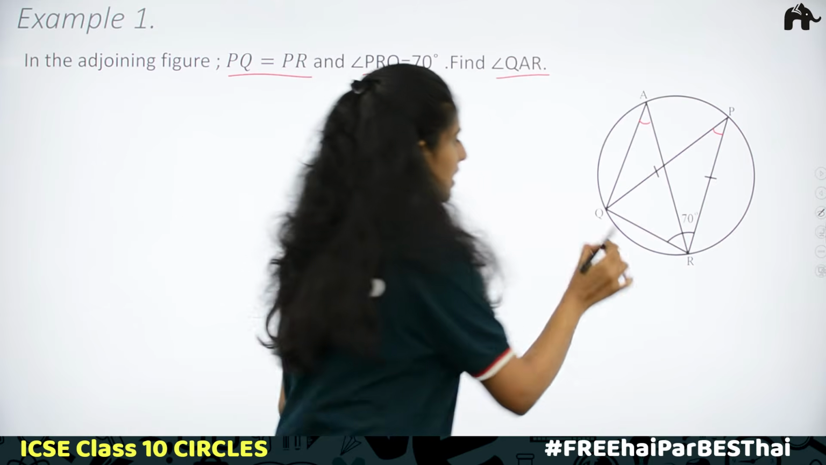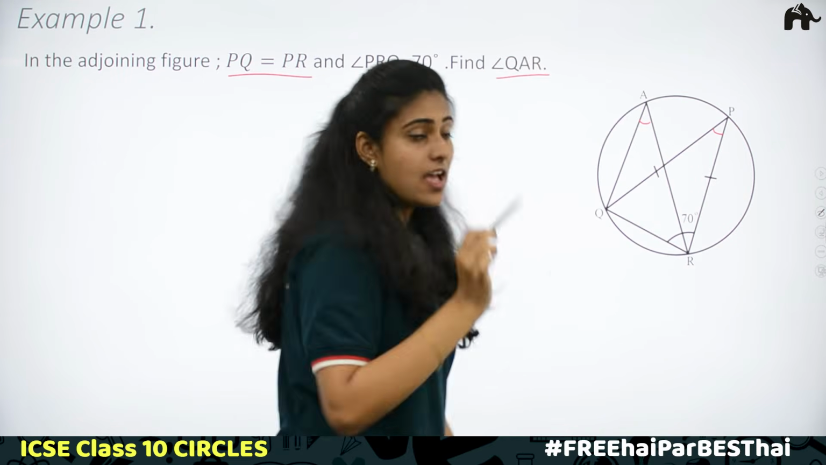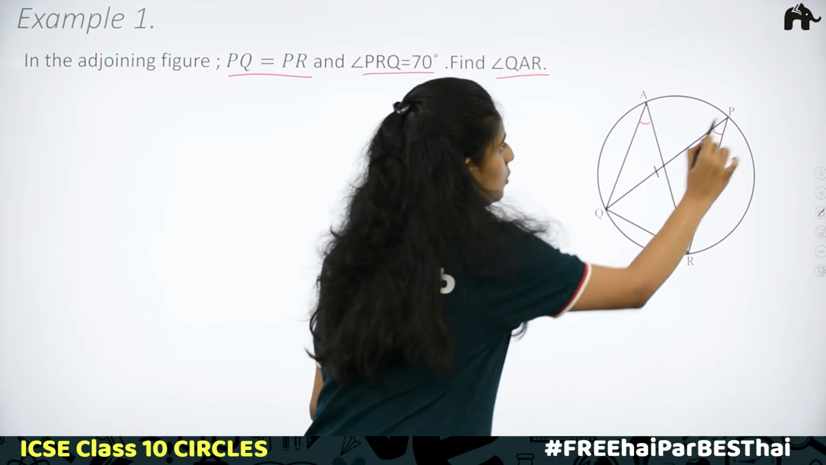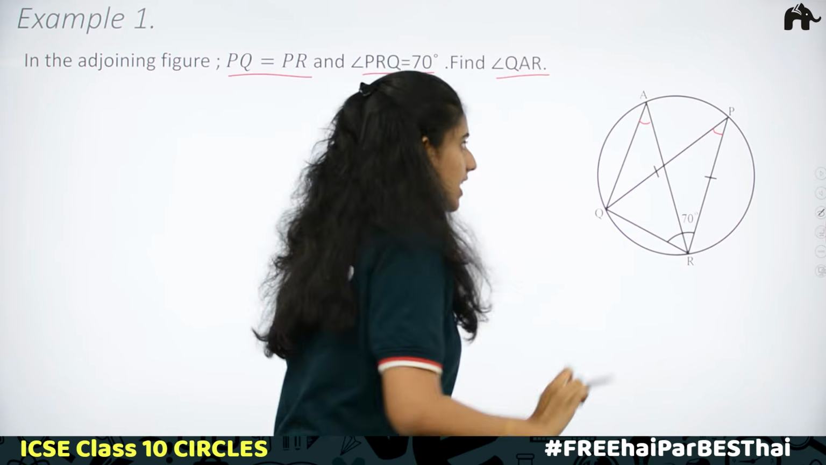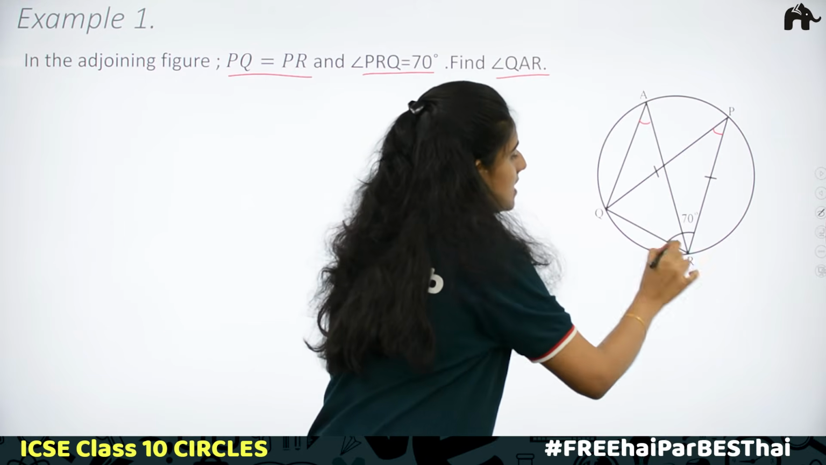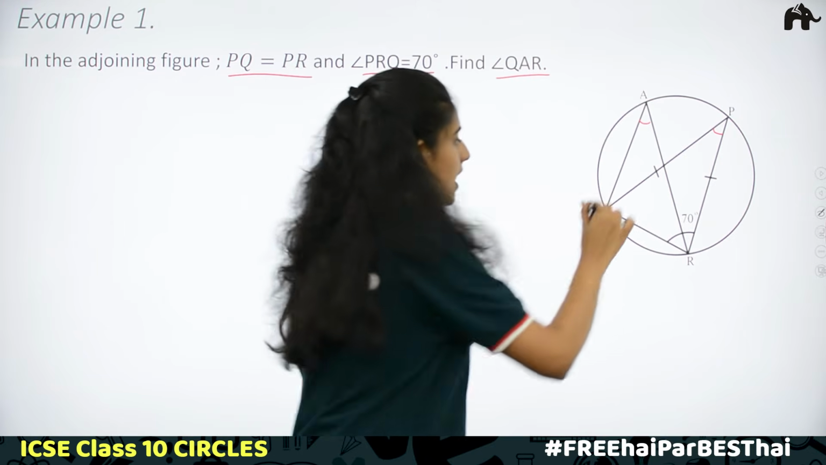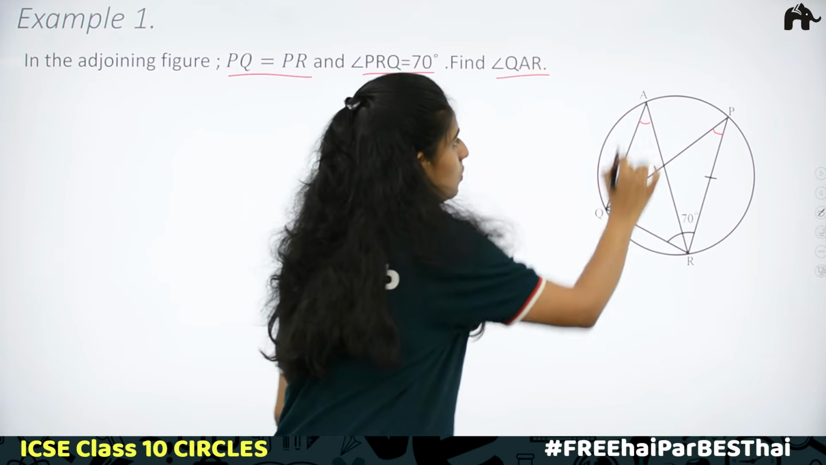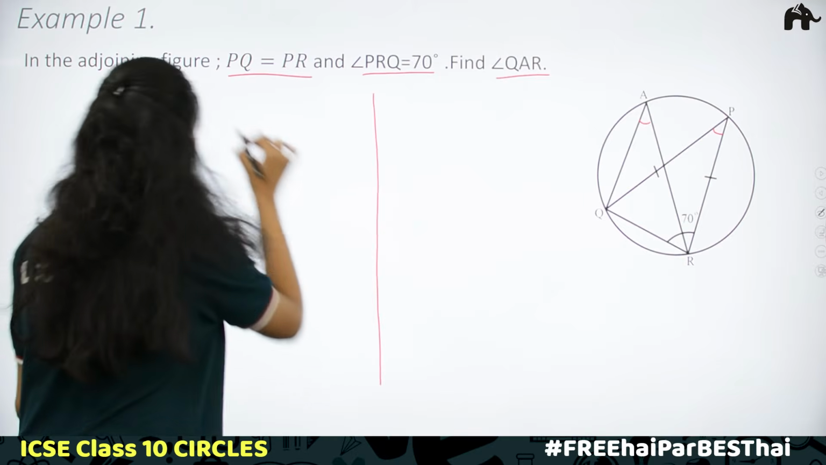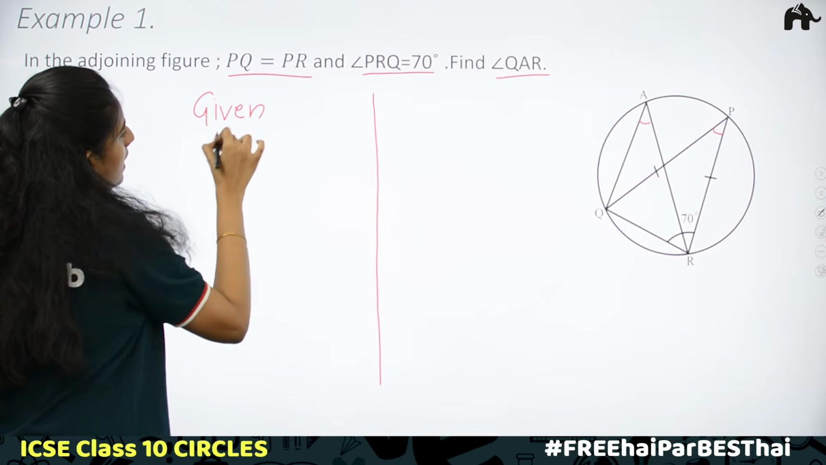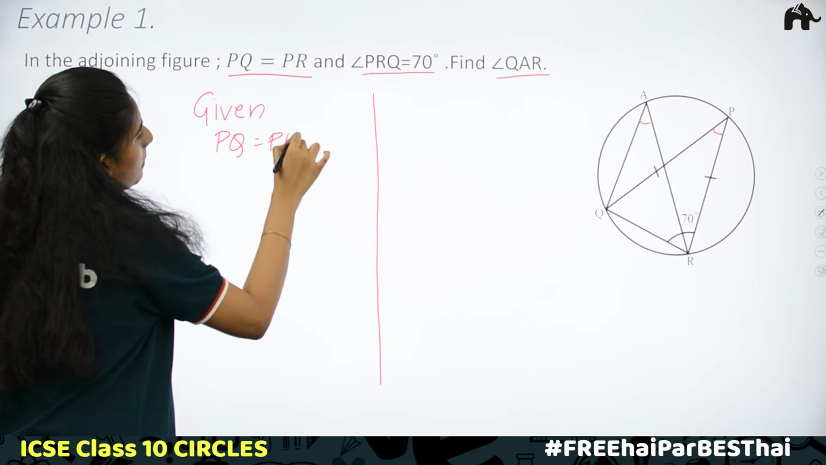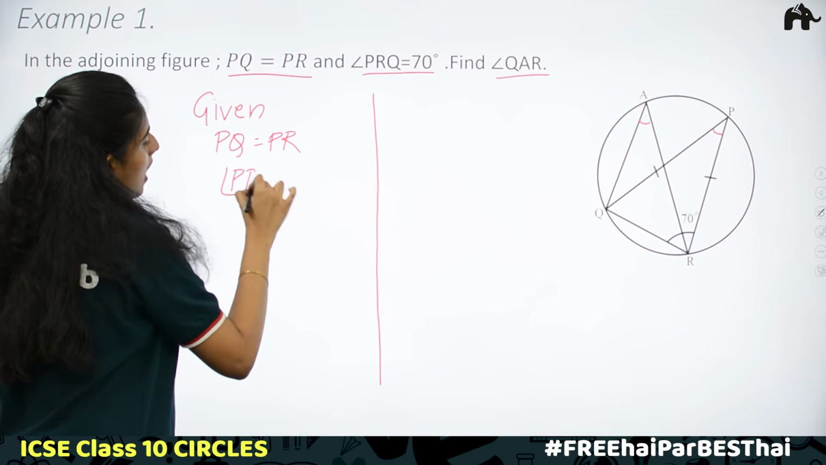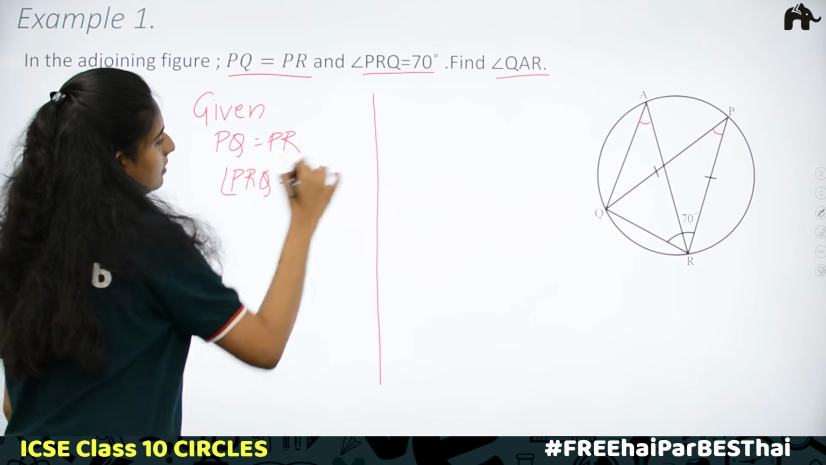What is the reason? Here we have a chord QR. QR subtends angle QAR on the circle and QPR on the circle. We have studied that angles subtended by the same chord will have the same measure. Yes, angles subtended by the same chord will be equal. Therefore, we have QAR equal to QPR. First, what is given? In this question, it is given that PQ is equal to PR. Okay, and the known angle, that is PRQ, is equal to 70 degrees.